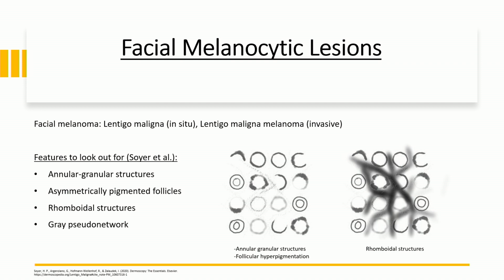So for example, the pictures that you get for the body will be a bit different from what you see on the face. So facial melanocytic lesions, so facial melanoma, we call it lentigo maligna in the early stage, or when it becomes malignant, it's called lentigo maligna melanoma. Lentigo maligna is actually quite slow growing and it develops over a number of years.